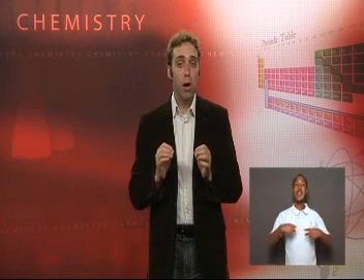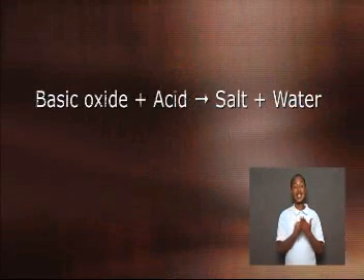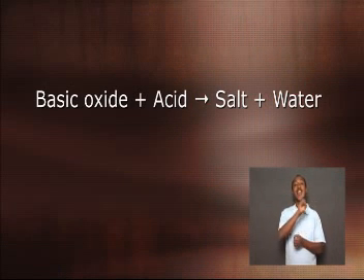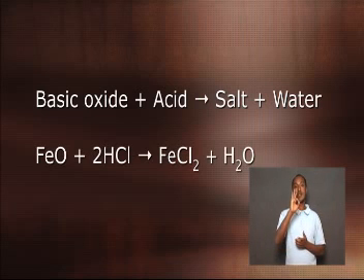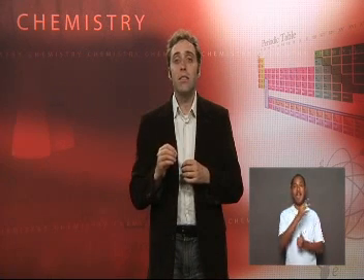There are some metallic oxides that have basic properties but do not dissolve in water. These oxides react with acids to produce salt and water. Iron oxide, for example, reacts with hydrochloric acid to form iron chloride and water. The term base is used to describe both soluble and insoluble basic oxides and metal hydroxides.